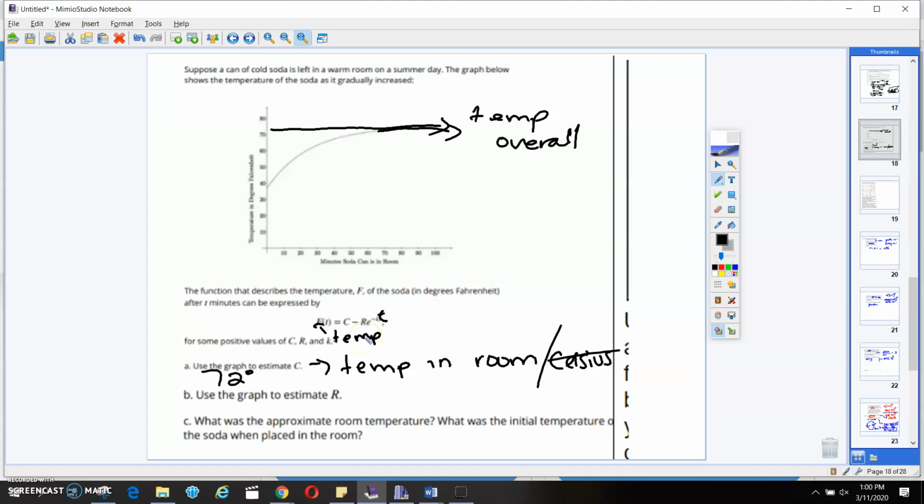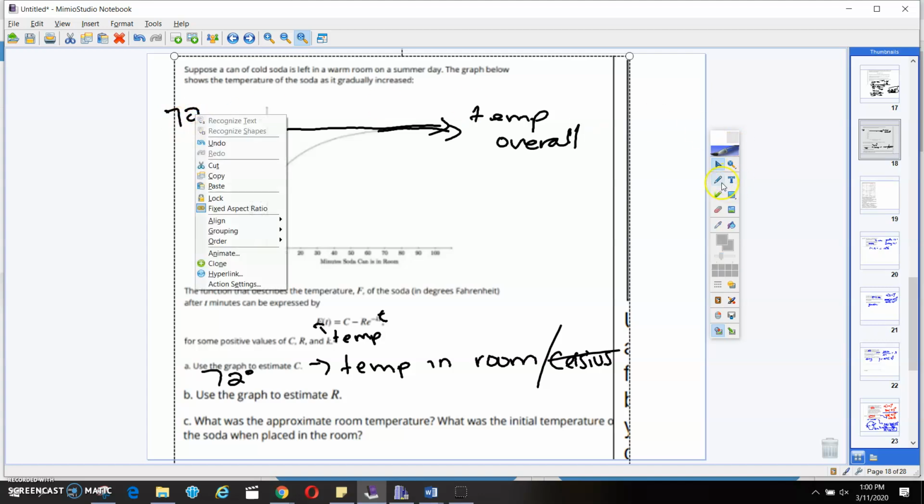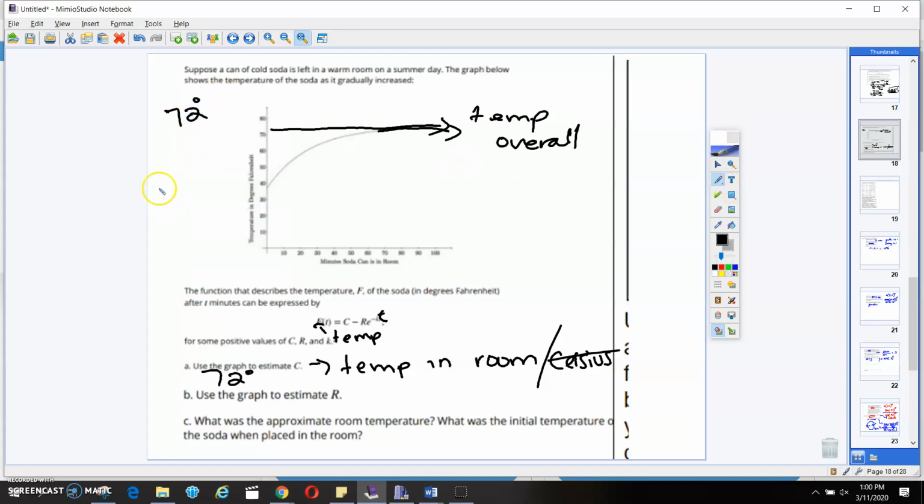Because think about it. I've got this hot room that's 72 degrees, right? And then I'm putting a soda can in the room. This is my soda can. Okay? And the soda can is, let's say, like 33 degrees, right? That's roughly the temperature of your fridge. It's not freezing, but it's cold. Okay, we'll give it 40.